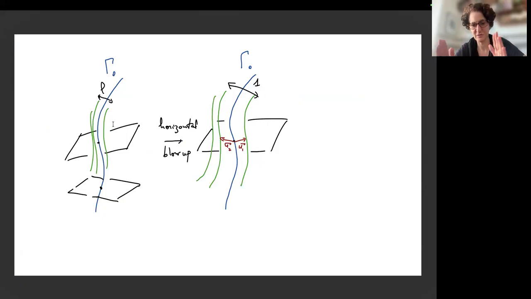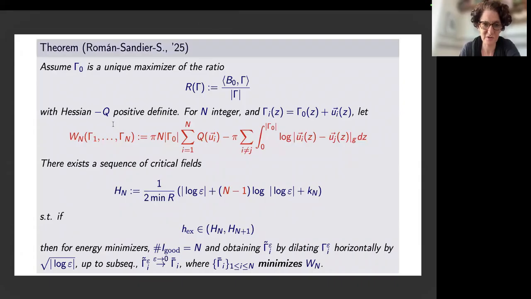So you see, this is the situation. On the left, you zoom horizontally, sort of in the direction perpendicular to gamma naught, and then you try to take the limit as epsilon goes to 0 of this picture. So in the limit, you will see curves that are well separated, and you will retrieve the precision of energy that you need.